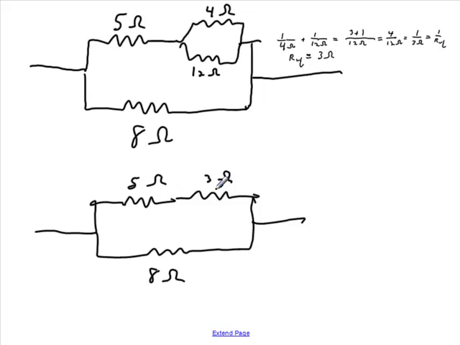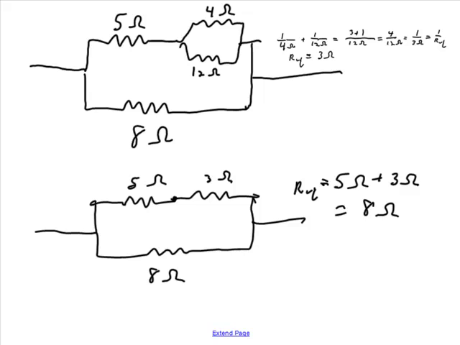Anything that goes through the 5 has to go through the 3. Alright, so then in series I just add them up. R equivalent equals 5 ohms plus 3 ohms, which equals 8 ohms. Great!